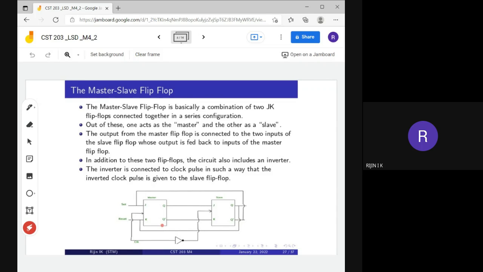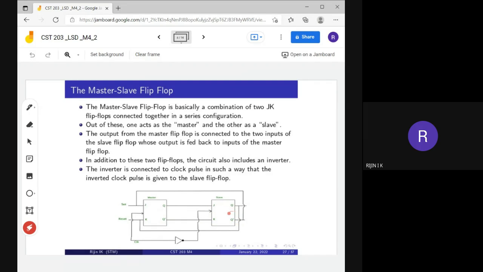Here in this configuration, you can see that the output from the master is connected to the two inputs of the slave. So this is the Q output and this is the Q bar output from the master. This is our master JK flip flop. The output of the master flip flop, Q, acts as the input J for the slave. Similarly, Q bar will act as the input K for the slave flip flop.